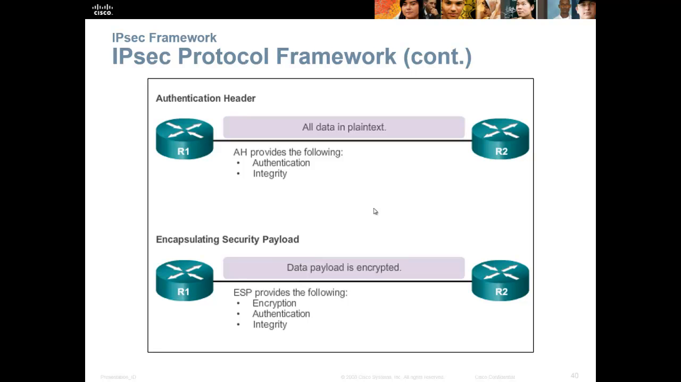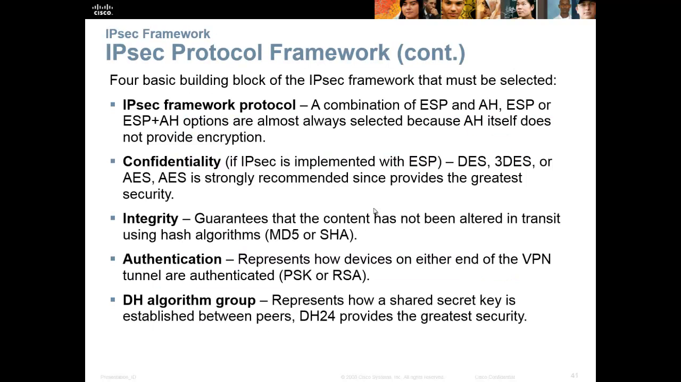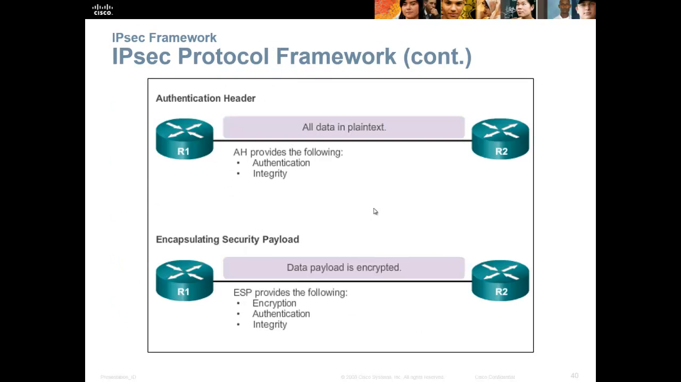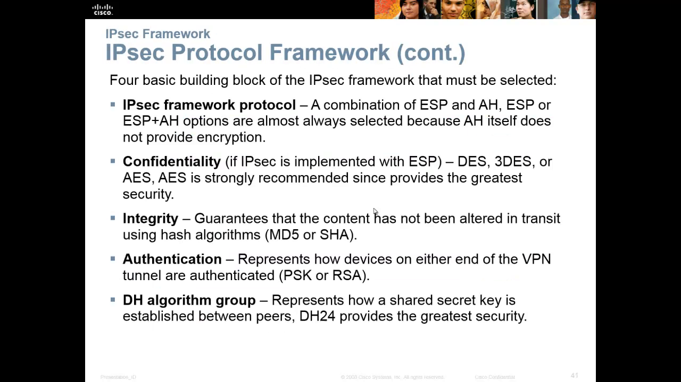All right, to bring this all together, you have 4 basic building blocks of IPsec. You have the IPsec Framework Protocol, which is a combination of ESP and AH. Remember, ESP is the encapsulating security payload, and AH is the authentication header. And then you have to build in confidentiality, so either DES, 3DES, or AES.